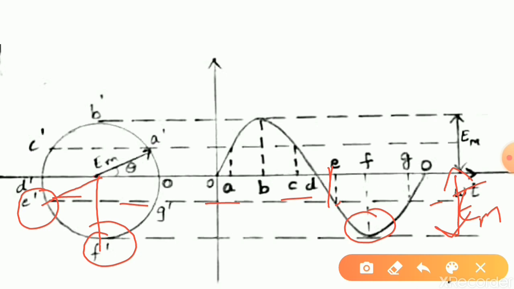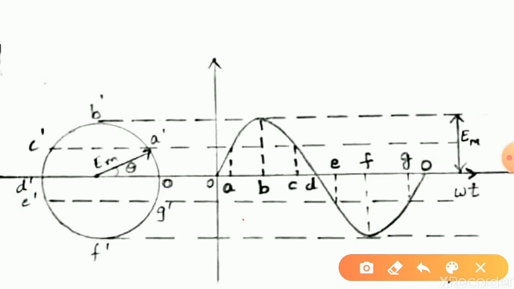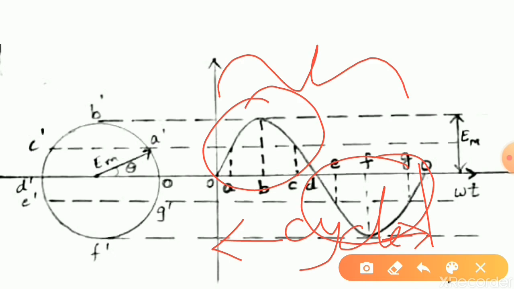Now again, when the coil continues moving to point G dash, we get an output at point G, and when the coil comes back to point O, we get a point on the graph at 0. So here is the formation of one complete cycle, that is a combination of a positive half and a negative half. This complete set is called a cycle.